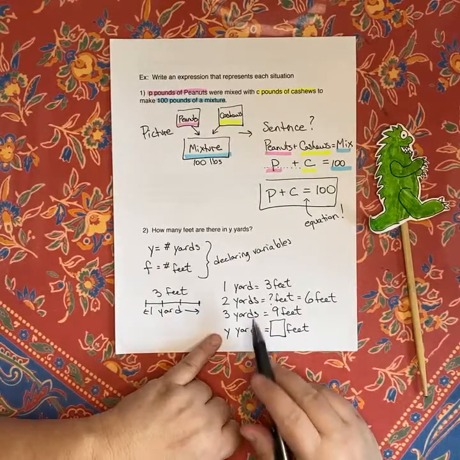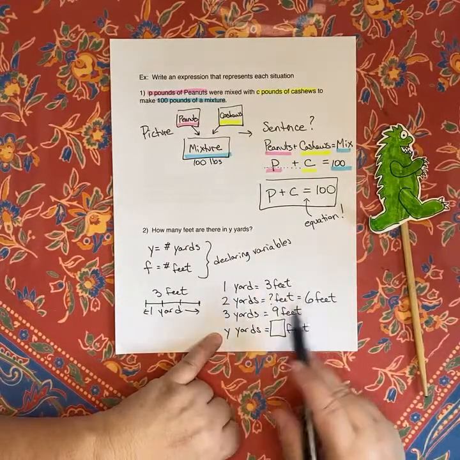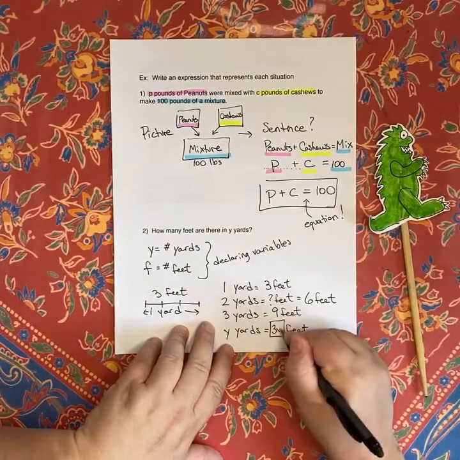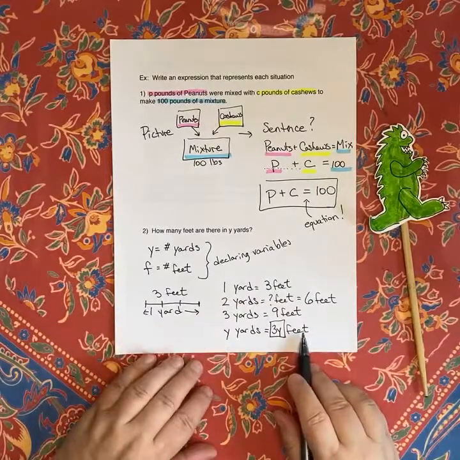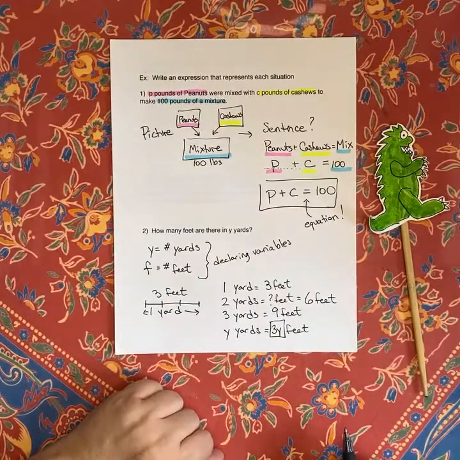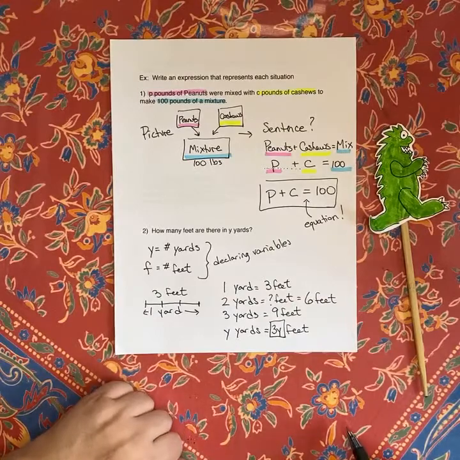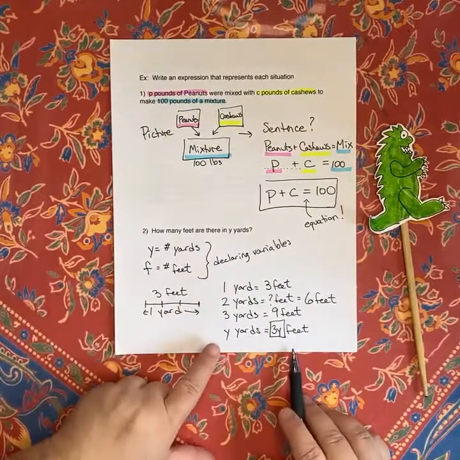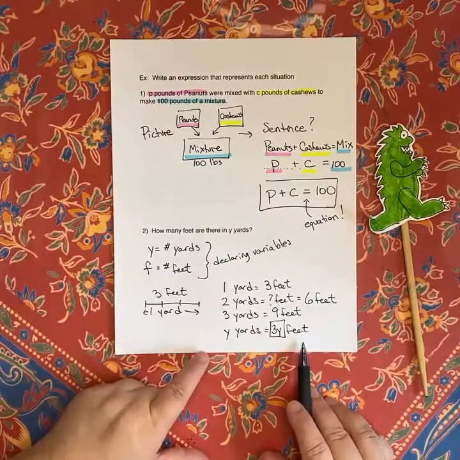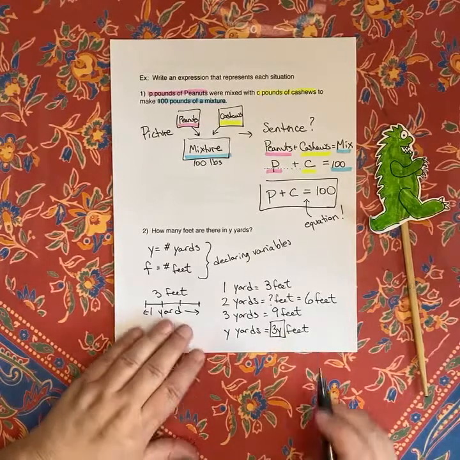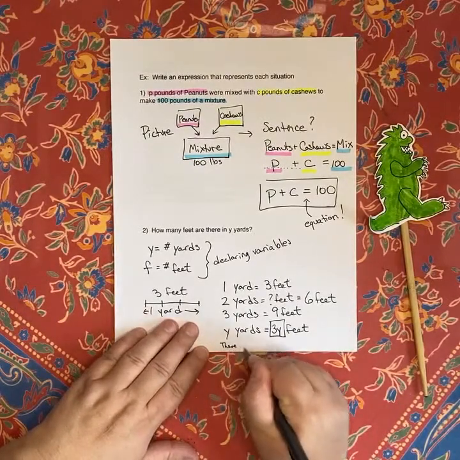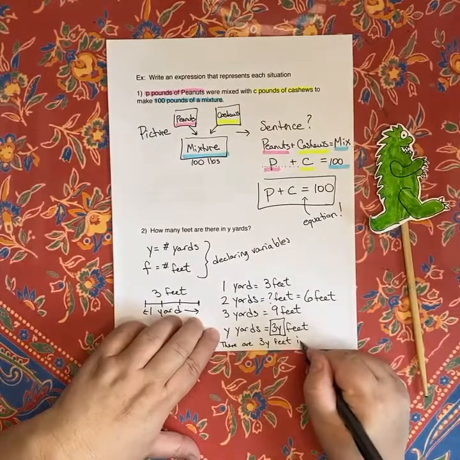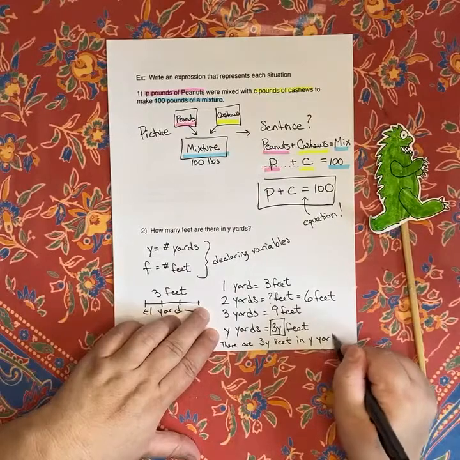Yeah. Okay, so 1 goes to 3, 2 goes to 6, 3 goes to 9. What are we doing each time? We're multiplying by 3. So how about 3y feet in y yards? So 3 times as many feet as in yards. Notice something interesting. I declared variables. Did I even use the f? No, I didn't even have to. So there are 3y feet in y yards.